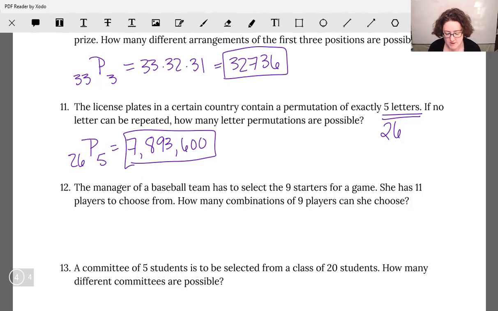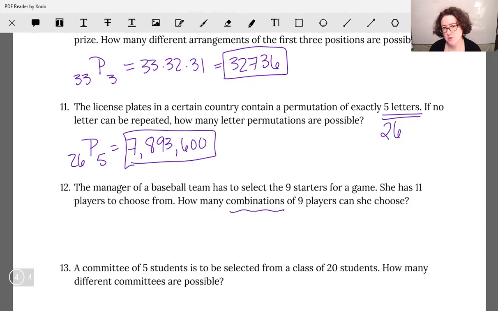Alrighty. The manager of a baseball team has to select 9 starters for a game. Wait a second, is this the same problem? No. She has 11 players to choose from now. Okay, so different problem than before, but how many combinations of 9 players can she choose? So is she worried about the order of the people she's picking? No, not at this point. So combinations, again, order doesn't matter.